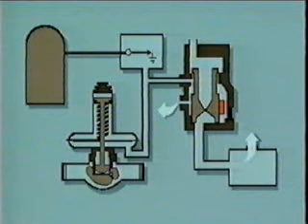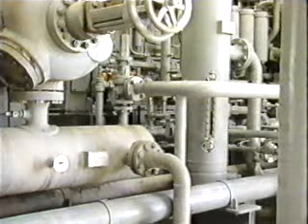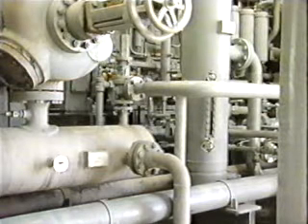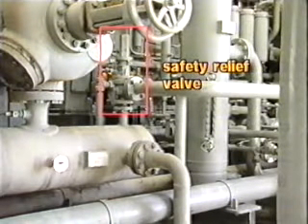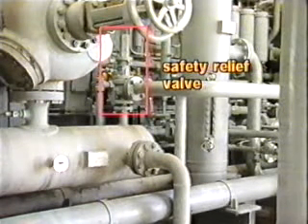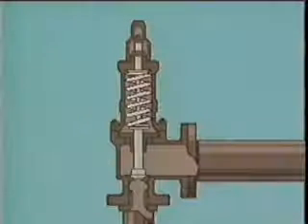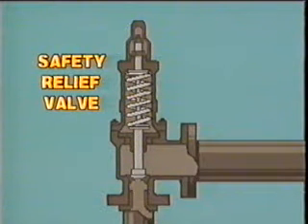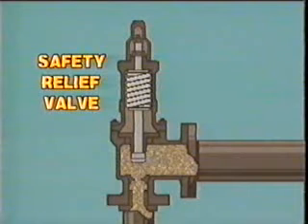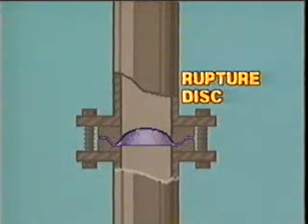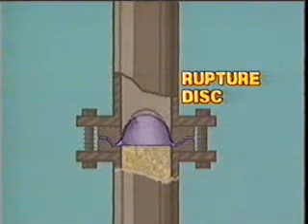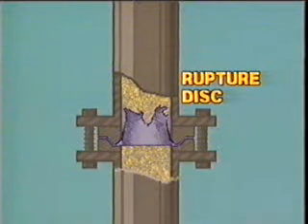stopping the compressor package. Other safety features include rupture discs and safety relief valves, which are installed in the compressor lines to relieve excess pressure. If, for example, a discharge valve were to malfunction, causing a sudden increase in pressure, the safety relief valve would open to release the gas into a vent, or flare line. A rupture disc in the same situation would simply burst to reduce pressure.